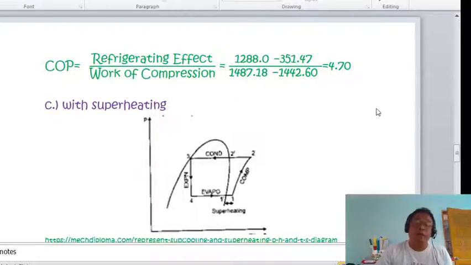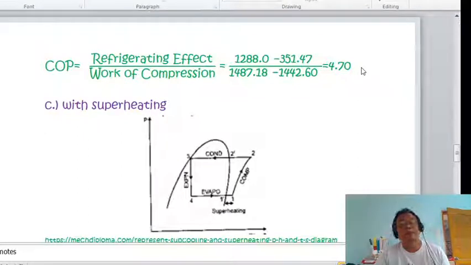And the next condition we have here is 6 degrees superheat of the gas. Okay. So here is now, class, the pH diagram. Okay. So you will notice that at point 1, the horizontal line is extended beyond the saturation line here. Okay. Saturation line. So you will notice that it is located outside, meaning superheated. Okay? So take note, class, that it is superheated by 6 degrees.